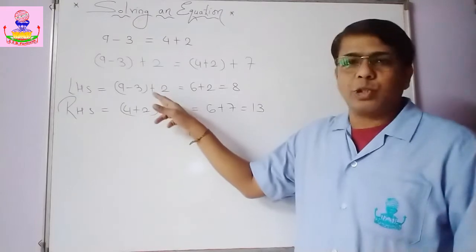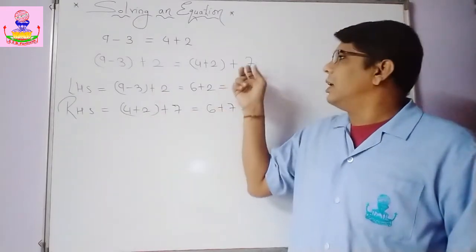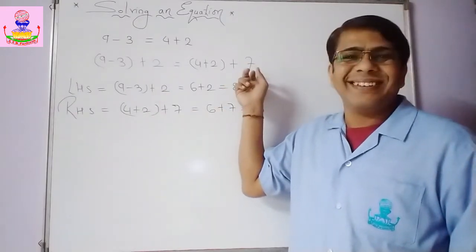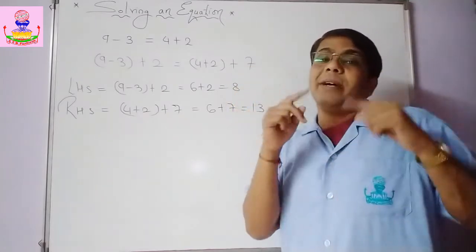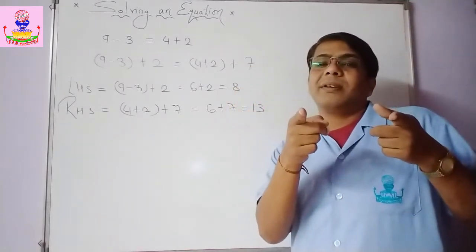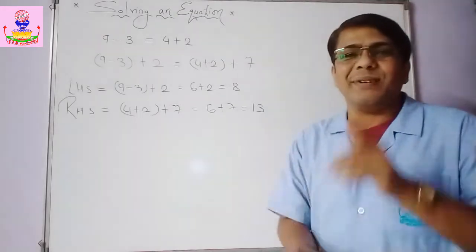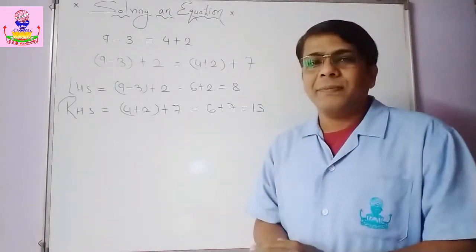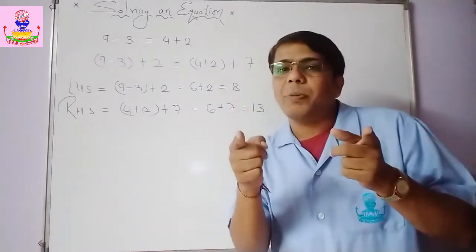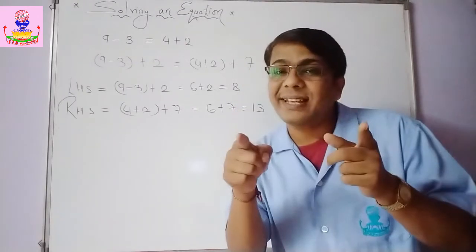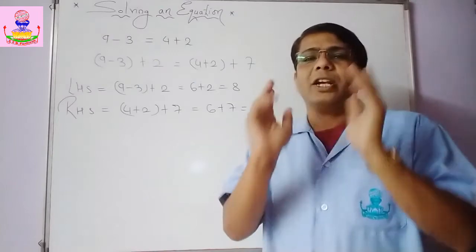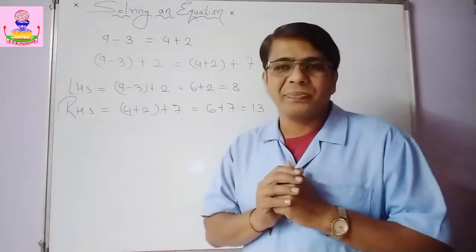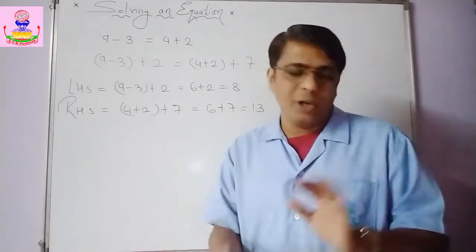Here I have added 2 and here I have added 7. So if the number is not the same, the equality will not hold true. So what is important? If you perform the same operation using the same number, your equality will always hold true. Else not.